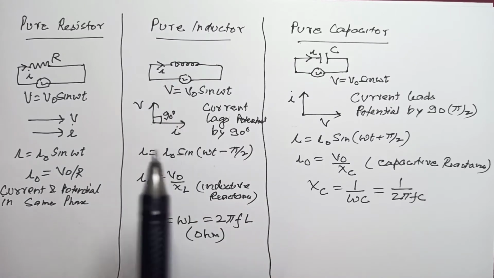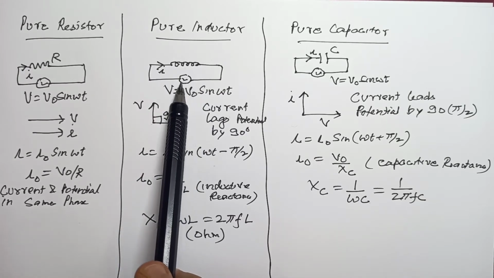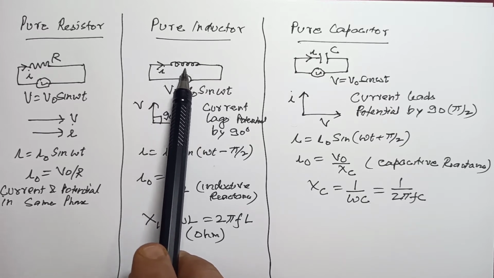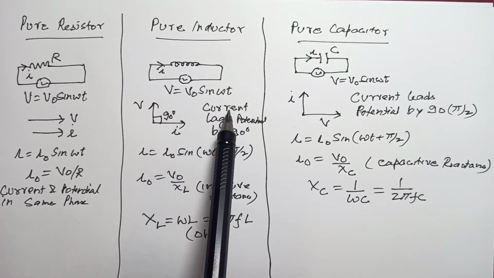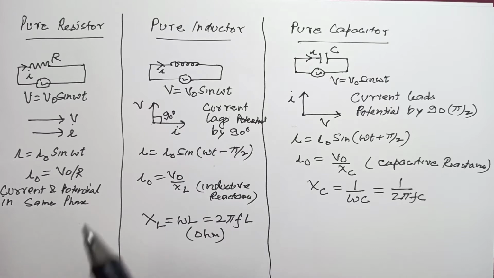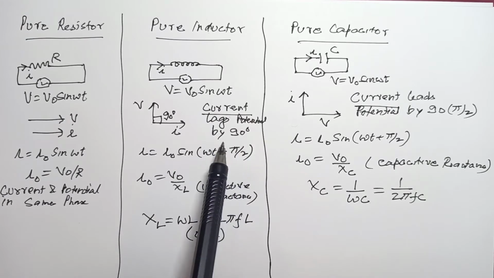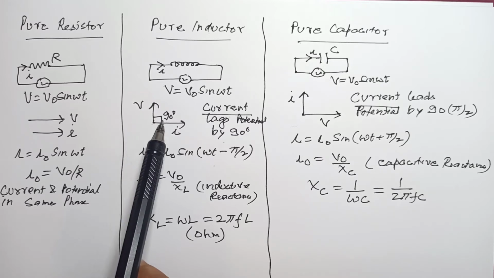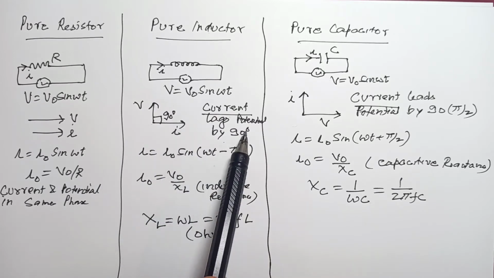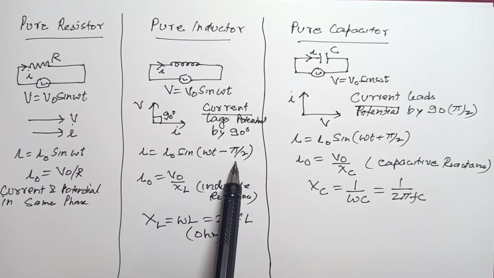Coming on to pure inductor. In a pure inductor circuit, we have an AC supply and only the inductor. V is equal to V naught sine omega t, and in this case current lags potential by 90 degrees. Remember, this is very important. Current lags potential by 90 degrees, so potential is 90 degrees ahead of current. Because V is equal to V naught sine omega t, I is equal to I naught sine (omega t minus pi by 2).